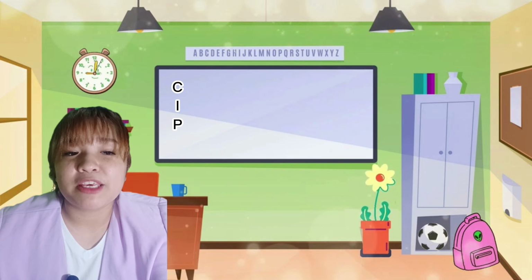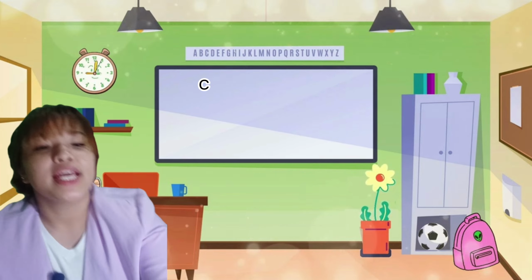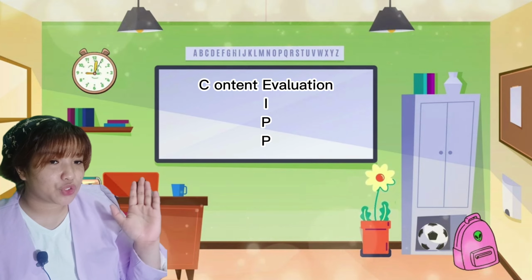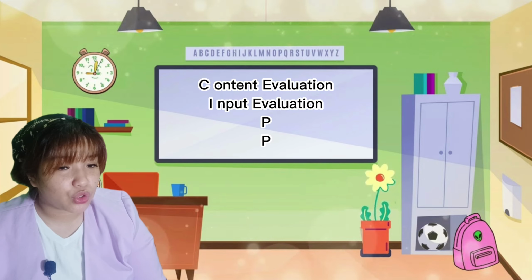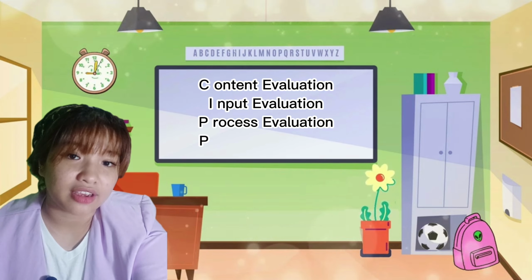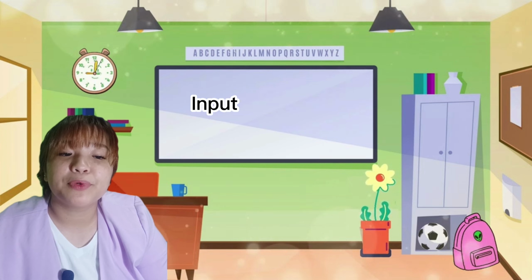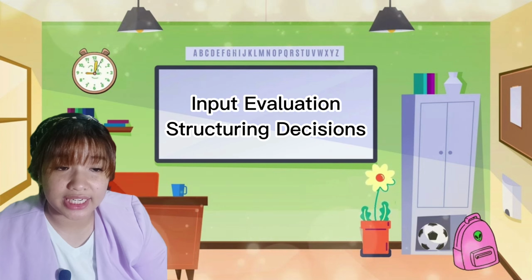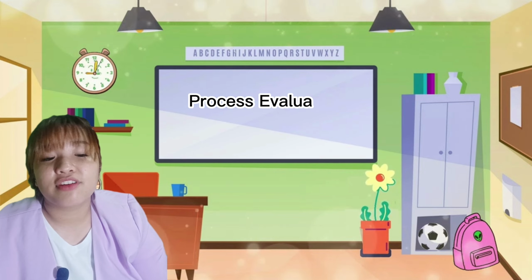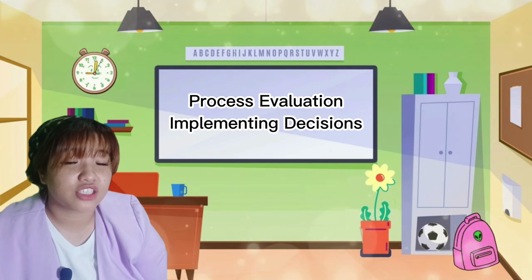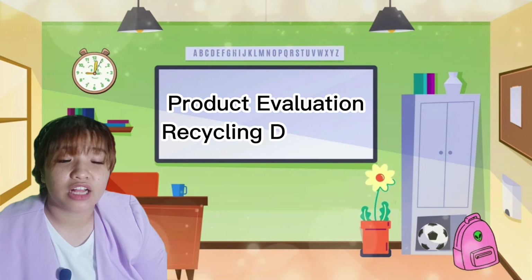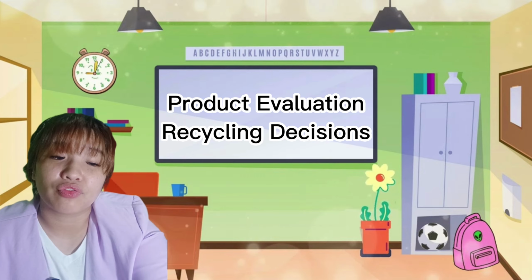We have CIPP. CIPP stands for context evaluation, input evaluation, process evaluation, and product evaluation. So let me give you the gist of this evaluation model of Stufflebeam. When we say context evaluation, it is the planning decisions. Input is the structuring decisions. Process evaluation is the implementing of the decisions. Lastly, product evaluation is the recycling of decisions.